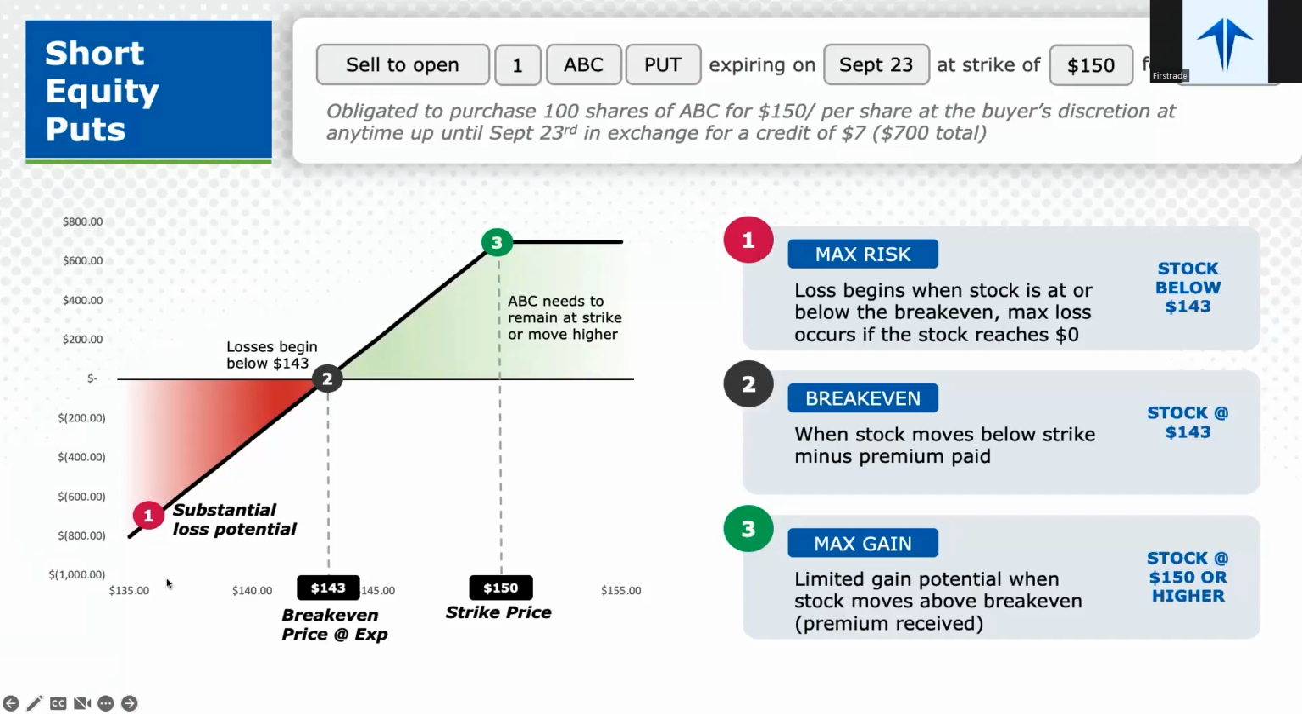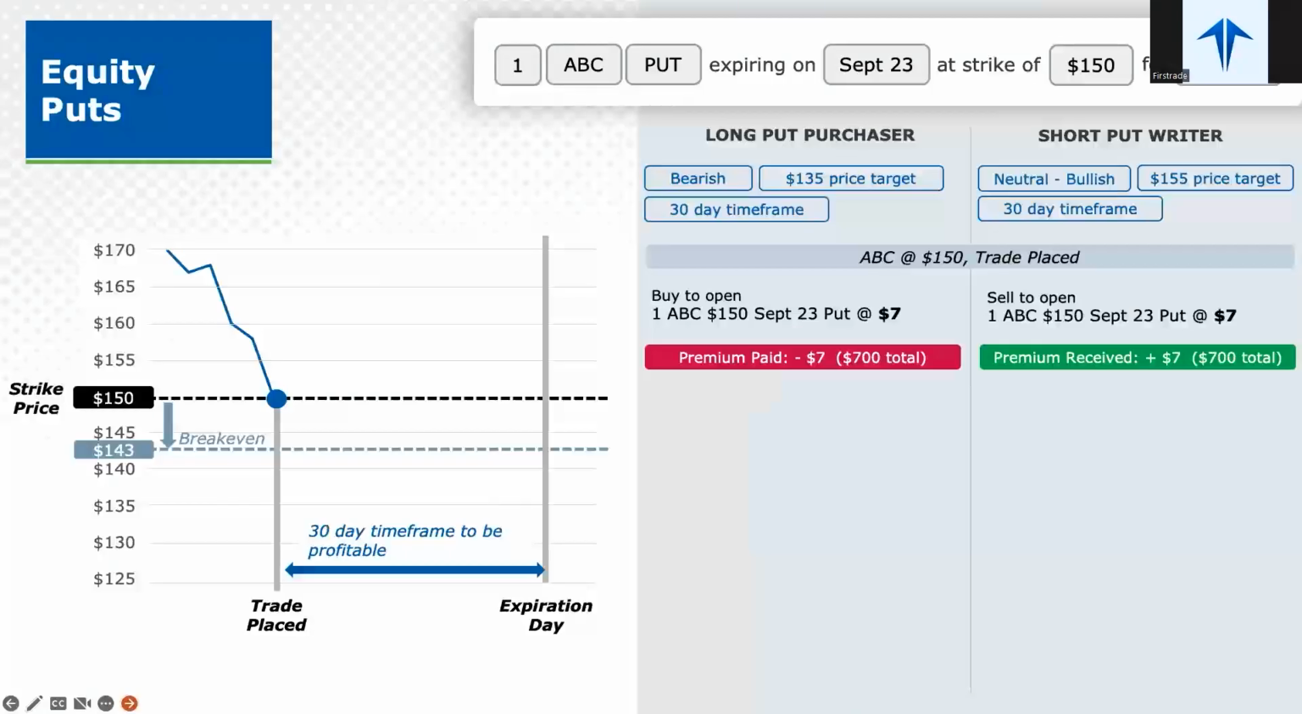And then substantial loss potential from there. And we'll take you through the same exercise with a long equity put, but I have a couple different examples in here. So same contract, one ABC put expiring September 23rd, with a strike price of 150 for $7.